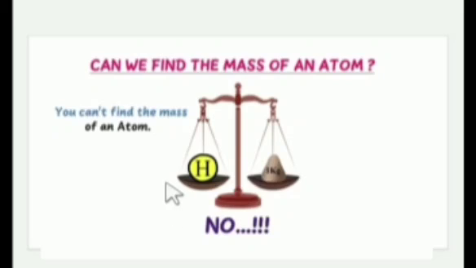Okay, now can we find the mass of an atom with this 1 kg? No. Why? Because you can't find the mass of an atom, because this hydrogen is a very small part, and we cannot find these types of atoms with this 1 kg.